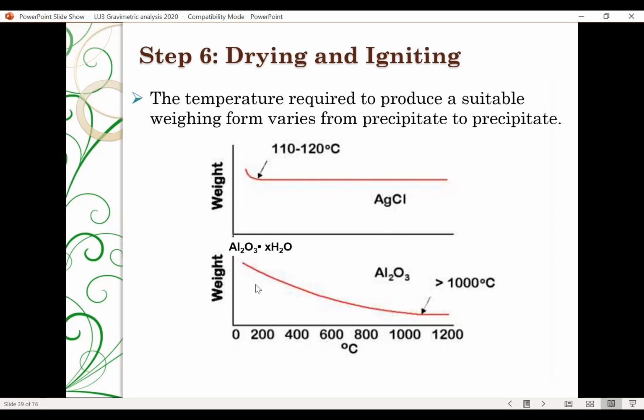But a different situation happens to this compound, aluminum oxide. Here, at a very low drying temperature, 110 to 120 degrees Celsius, it has water bound to it. You only remove the outer moisture but not chemically bound water. But if you heat it up to 1000 degrees Celsius, you have a pure compound. So the pure compound is a more suitable form to be weighed and calculated.